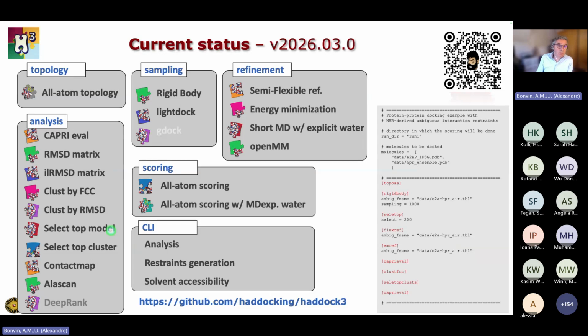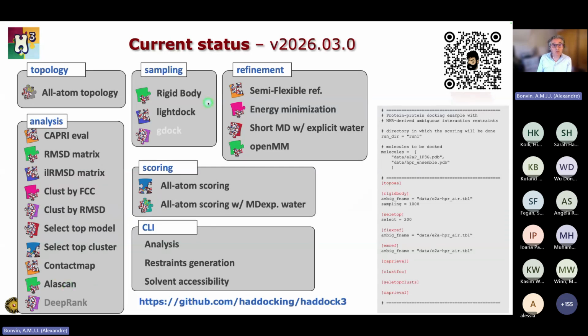So you have topology modules, so you need to build the system first. This is going to build any missing atom. You have a lot of analysis modules that we have added. A lot of them are related to CAPRI as well, but also clustering methods. You can do nice contact map analysis. You can do automatic alanine scanning of your interface using HADDOCK.